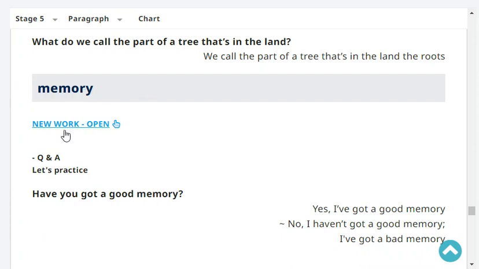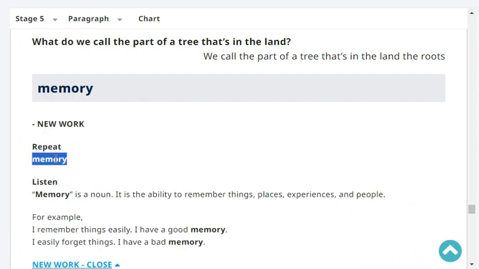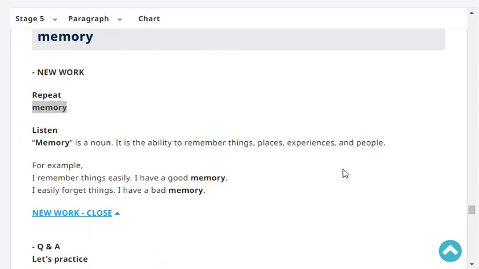Very good. Next, repeat the memory. Memory. Very good. Okay, listen. Memory is a noun. It is the ability to remember things, places, experiences, and people. For example, I remember things easily. I have a good memory. I easily forget things. I have a bad memory.